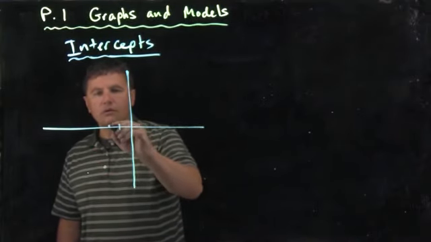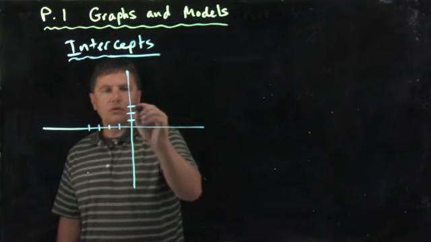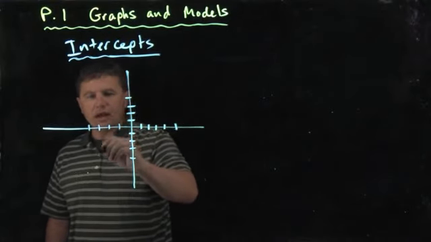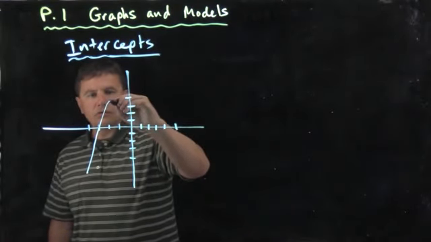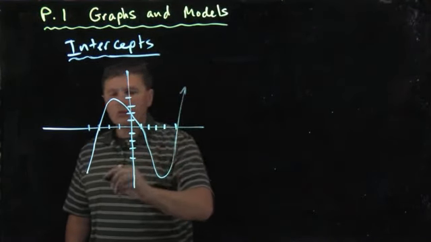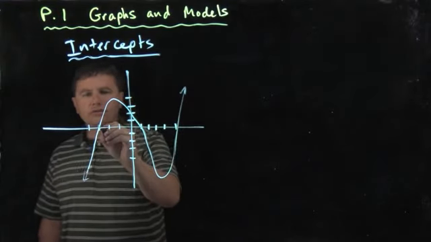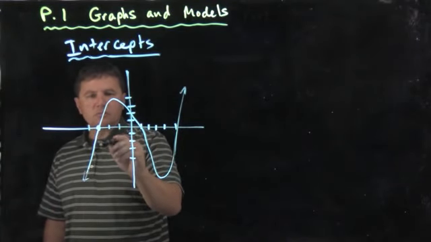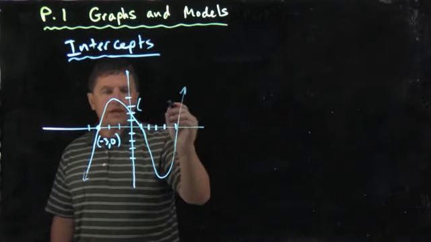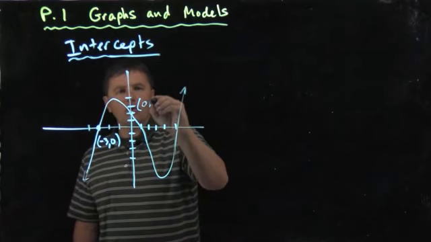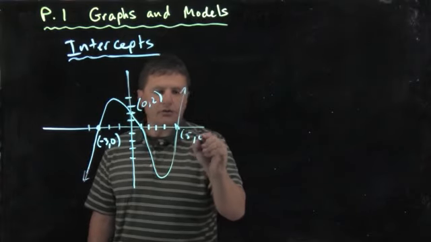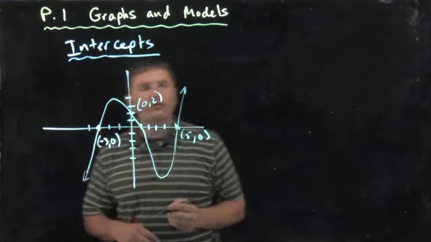No equation here, just a graph. Okay, so we have this point here, which is -3, 0. This point here, which is 0, 2. This one here, which is 5, 0. Okay, so those are our three intercepts.